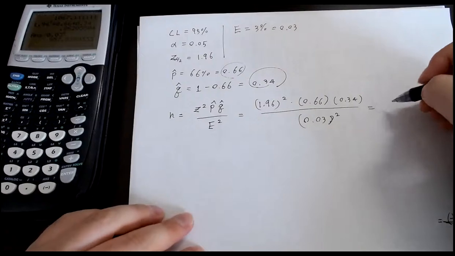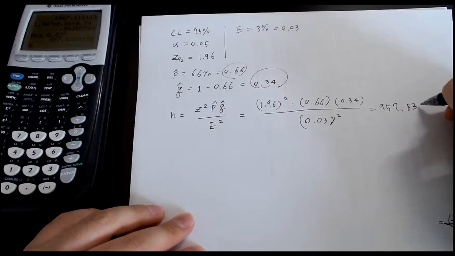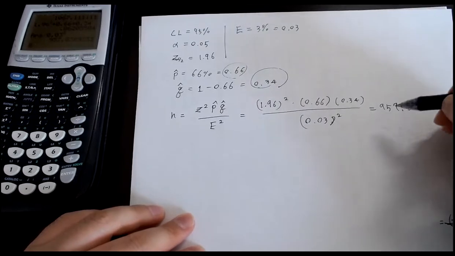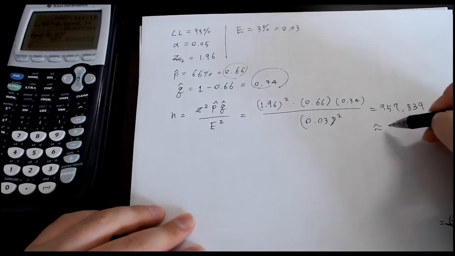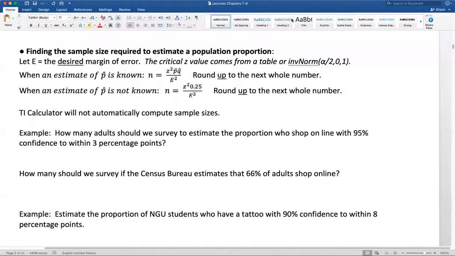So I got 957.83, yeah, 839. Okay, so approximately. So now we're gonna round up. So we got 958, right? 958. Okay. So now let's see next.